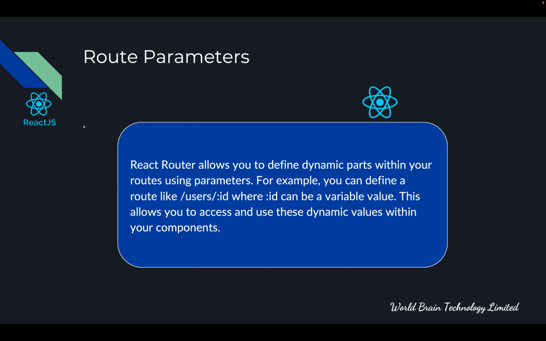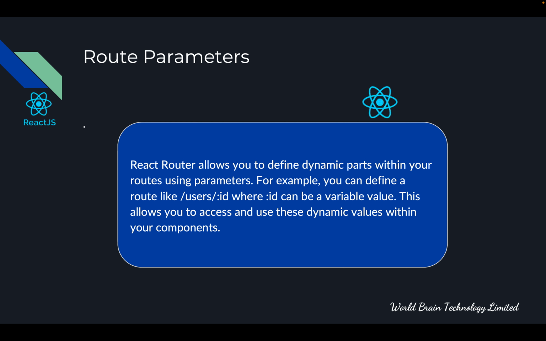In this video we're going to be looking at React parameters. So what actually are React parameters? React Router allows you to define dynamic paths within your route using parameters. For instance, you can define a route like user/id, where id can be a variable value. This allows you to access and use dynamic values within your component.